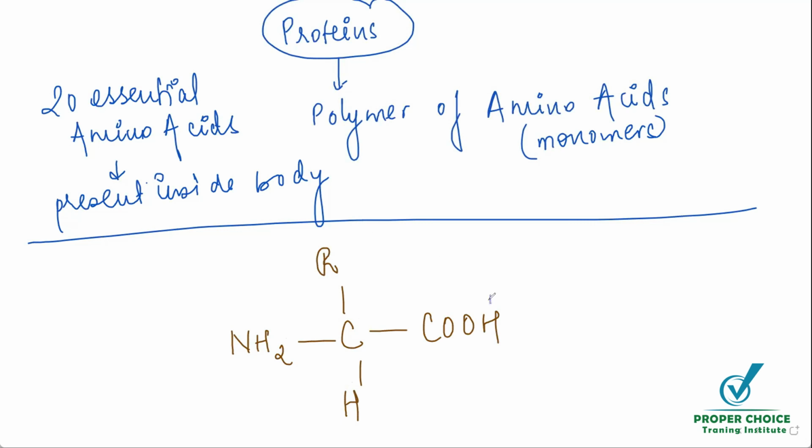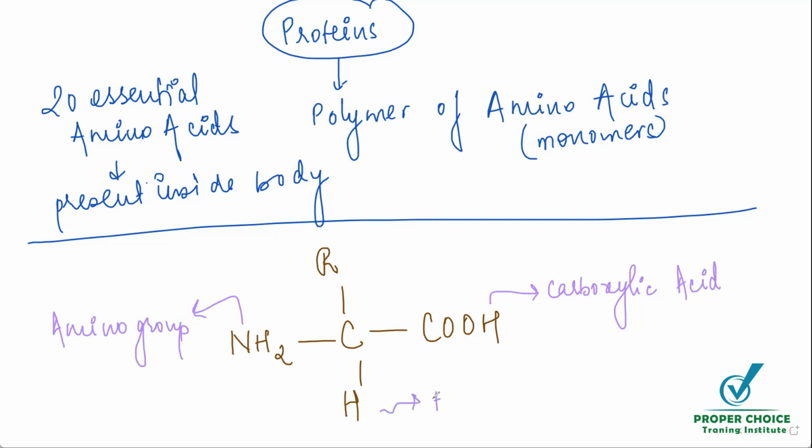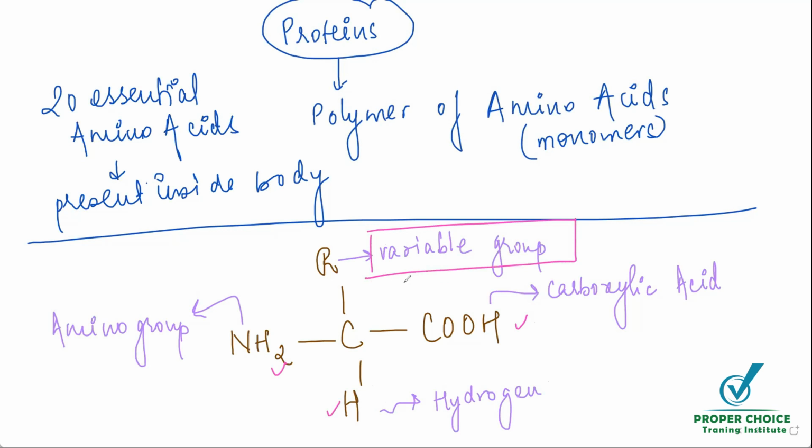Okay, so let me write it down. This is carboxylic acid, this is amino group, this is hydrogen, and this is variable group. Okay, what is this variable group? Basically I'm saying that there are 20 essential amino acids. So in all the amino acids now, this and this will be same. The only difference will be this.